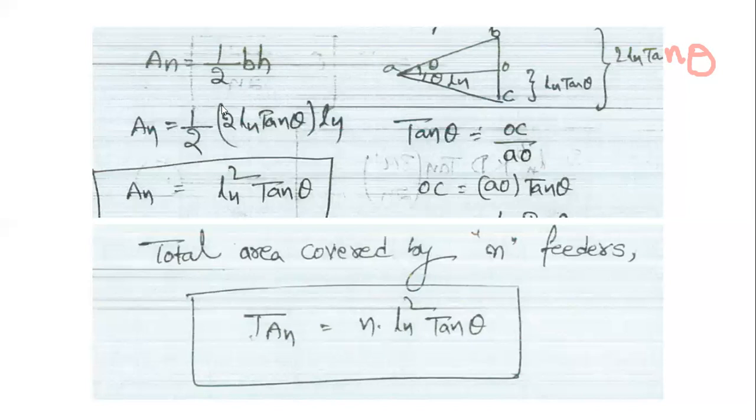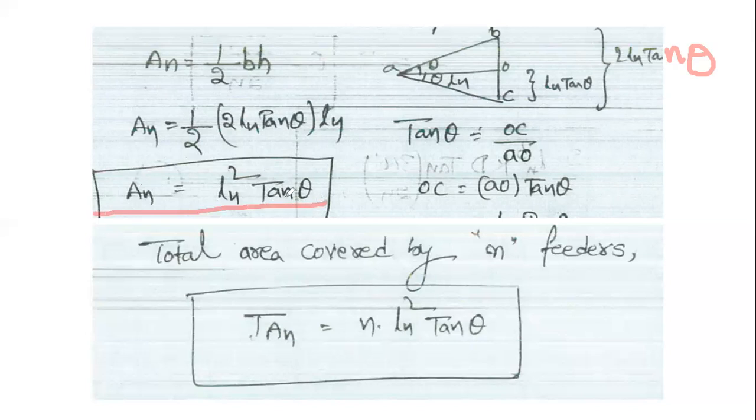Substitute this in the formula. Therefore, AN is equal to 1 by 2 into the height, 2ln tan theta, into the base, ln. The 2 gets cancelled. Therefore, ln into ln is ln square into tan theta. Therefore, AN is equal to ln square into tan theta.